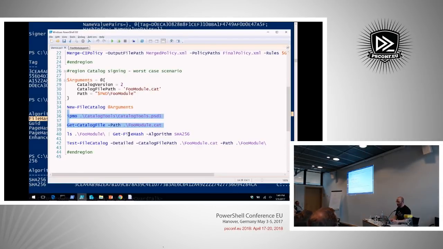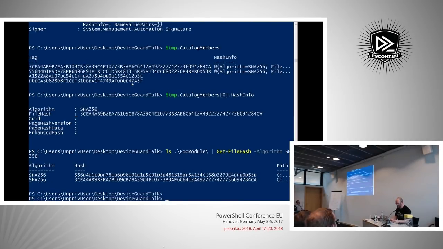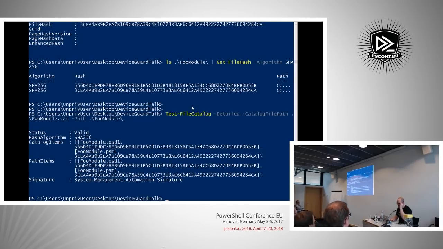Now, I don't have my code signing certificate on the system. That's really bad practice. Never store your code signing certs on systems that you intend to protect, because then you could just sign stuff that is already approved per policy and bypass all the rules. Now, the other cmdlet here is Test-FileCatalog. So this will just go over all the files that you specify and ensure that all the hashes match. And here, I'll have some slides to cover the implications of this.